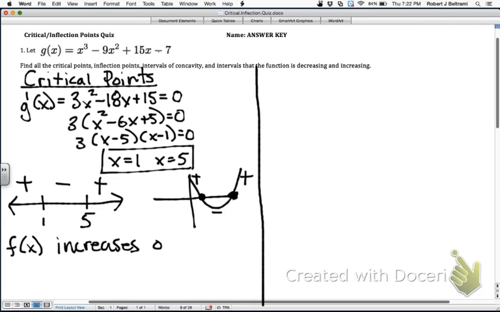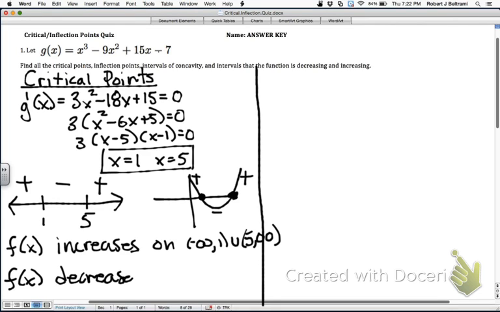So what that tells me about the function, it tells us that f of x increases on the interval from negative infinity to 1 and from 5 to infinity. And that also means that f of x decreases from 1 to 5. So that's the first half of that. Critical points, increasing, decreasing. The second part, what we want to look at is the inflection points.